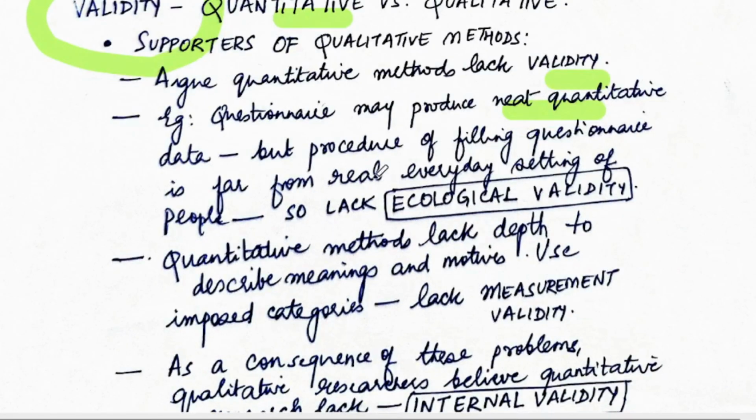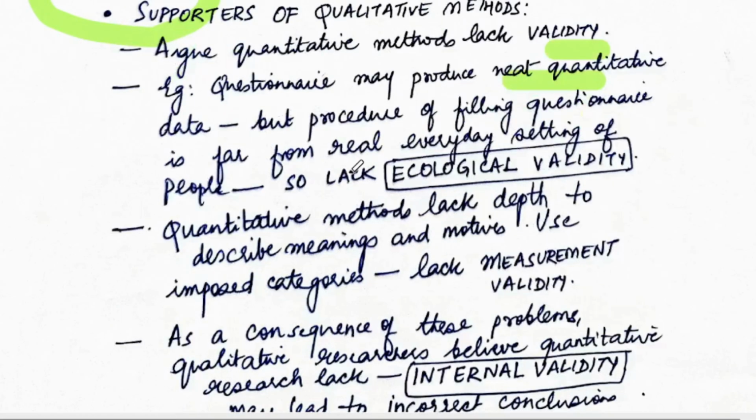While filling the questionnaires, people are often in a hurry and they want to just complete the questionnaire, or they want to give just safe answers. This is not how the actual life decisions are actually being made. So hence the results may look neat and clean, but they are actually not natural. Therefore, the quantitative methods are low on ecological validity.